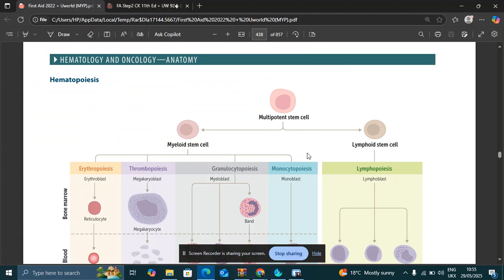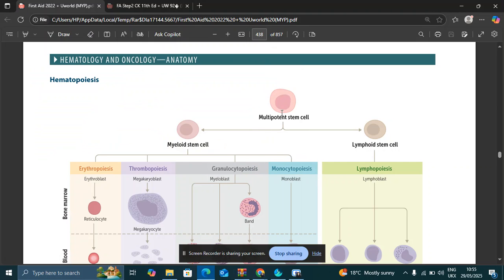My name is Dr. Hamid, and in today's lecture, we will talk about hematopoiesis and everything you need to know about neutrophils. Okay, so let's first talk about hematopoiesis. This will not take a lot of time, it is very simple.